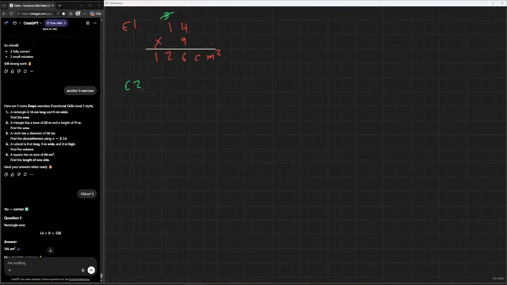Question 2. So for the triangle it is base times the height divided by the 2. This is the formula that you always have to remember. So a base of 20 and height times the height is what?